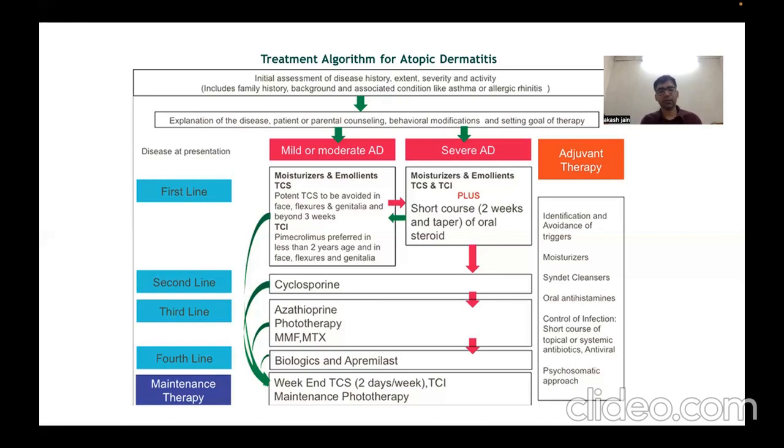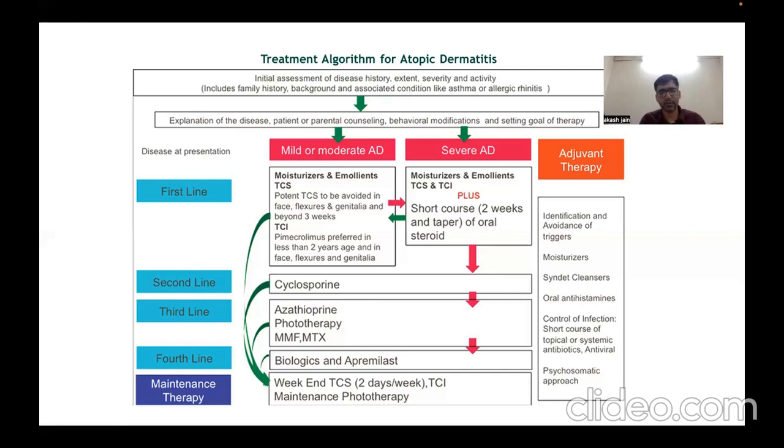Apart from this, what is the maintenance therapy for atopic dermatitis, which is very important? You have to give weekend topical steroid, that is 2 days a week. You have to apply it on a maintenance basis, and topical tacrolimus ointment and also maintenance phototherapy can be used.